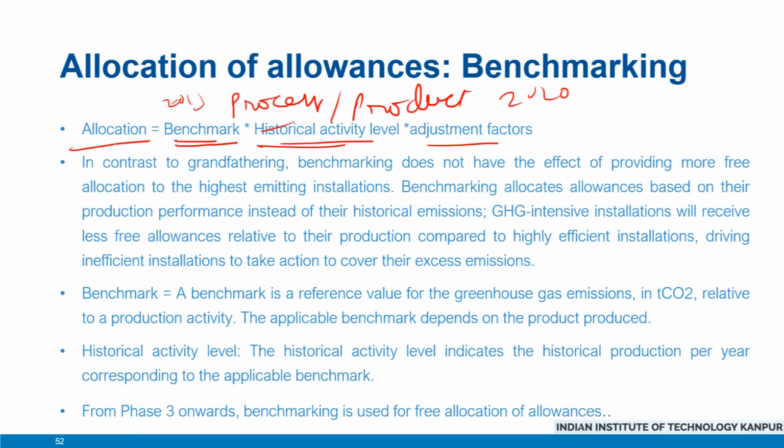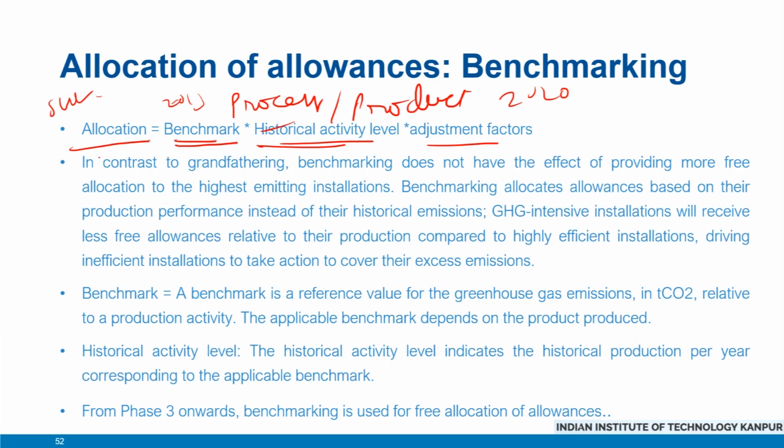In fact, many installations produce more than one product. So in these cases, an installation can be divided into a number of what we call sub-installations, and then the calculation for this free allocation can be done for each of the sub-installations separately and then aggregated.